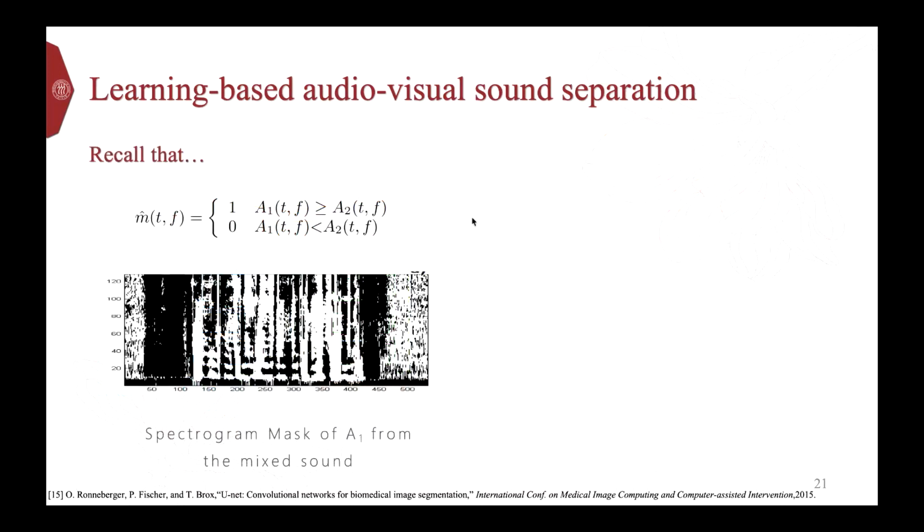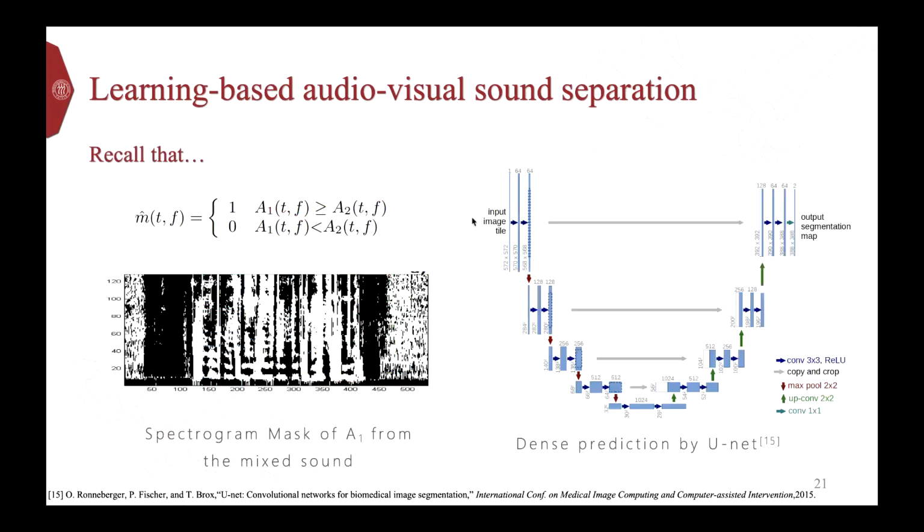So the most recent works consider that we can directly use the spectrogram mask from the manually mixed sound to help train the deep networks. By using the spectrogram masks, we can use the UNet, and use the property of UNet: it can help densely predict the binary masks from the input spectrum to achieve some separation.